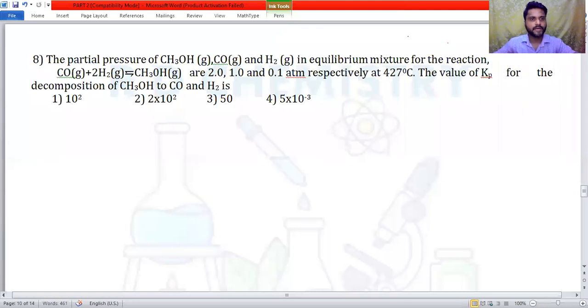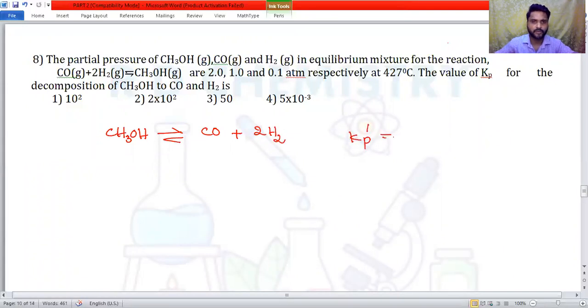Question number 8. Partial pressures of methyl alcohol, carbon monoxide and H2 in the equilibrium mixture for the reaction are given at 427 degrees centigrade. You have to calculate the Kp for the reverse reaction. So let me reverse the equation: CH3OH decomposes to give CO plus 2 moles of H2.